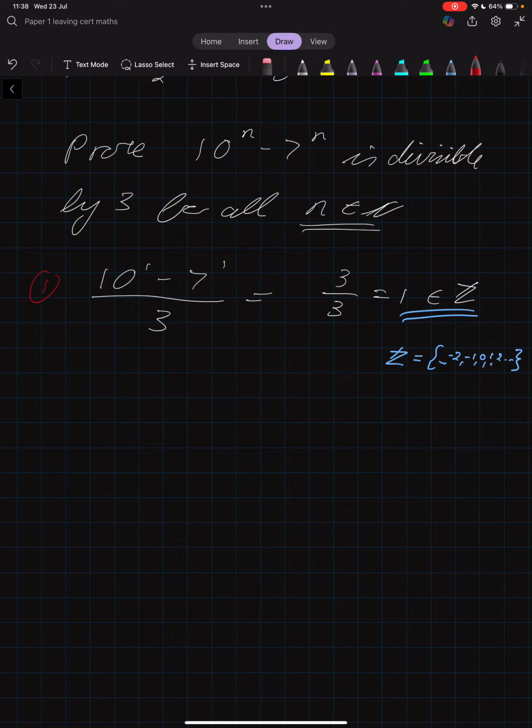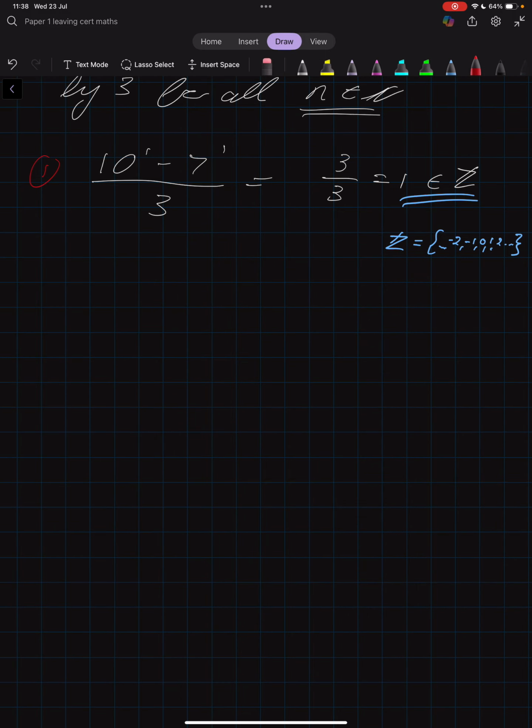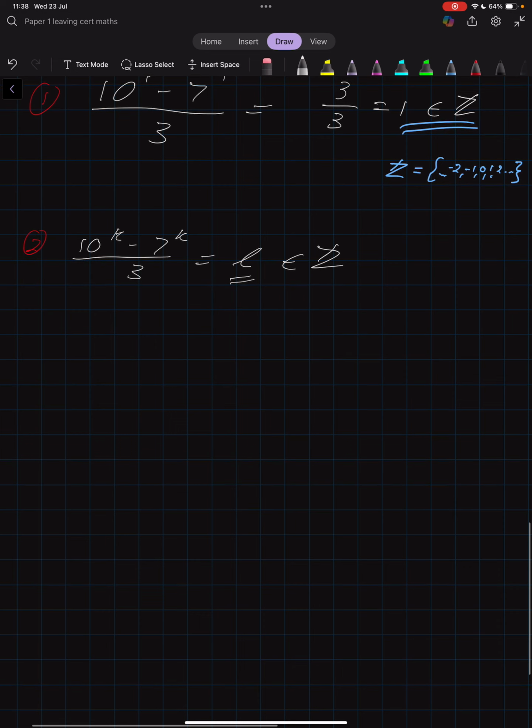So now, for the second step, you're assuming that it's true for n equals k. So again, 10 to the power of k minus 7 to the power of k, divided by 3, is equal to some L, where L is an element of Z. I'm just saying that it's divisible by 3 because I get a whole number. That's all I'm saying here. So please don't get too bogged down by what I'm doing. Just say, okay, it's just divisible by 3, that's fine. And I get some L that's a whole number. So I just get a whole number if I divide it by 3, and therefore it's divisible by 3.